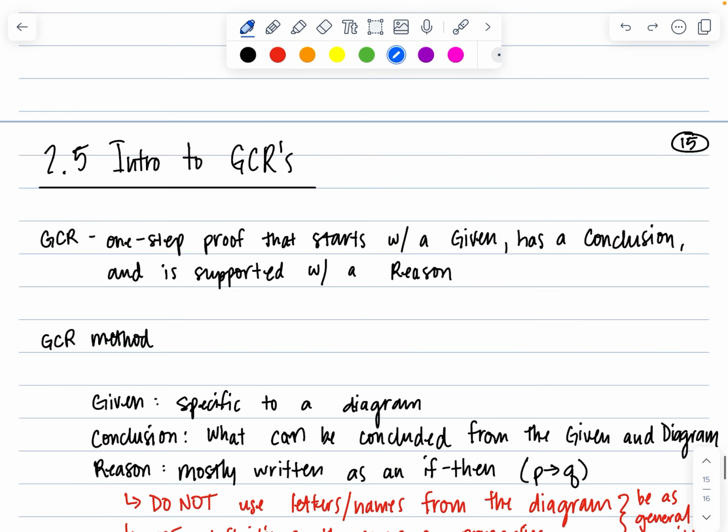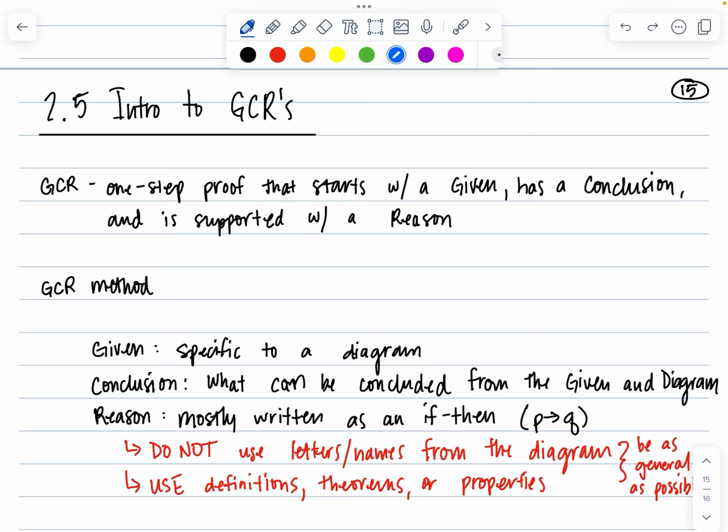Okay? All right. So there's your intro to GCRs, our intro to proofs, really.